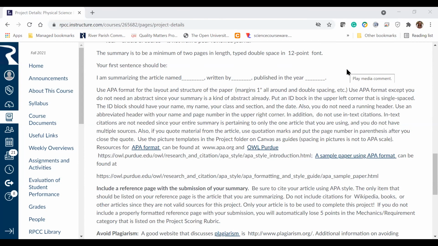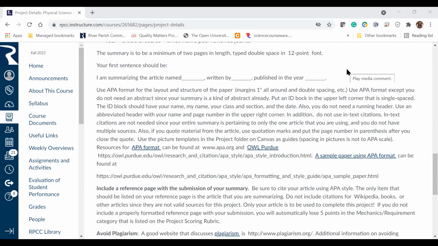Well, your summary is only pertaining to one article, the article that you got approved. And in addition, in your very first sentence, you credited the source, so that I know after the first sentence, everything you're writing is in your own words, dealing with the article that you are summarizing. Okay, you don't have multiple sources.